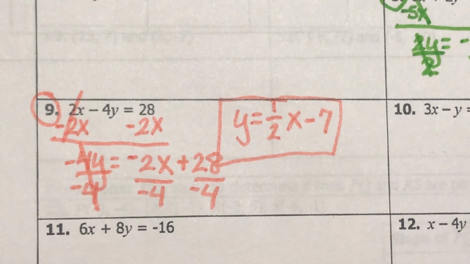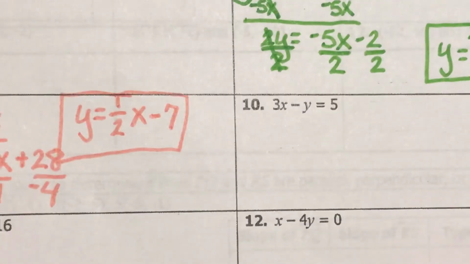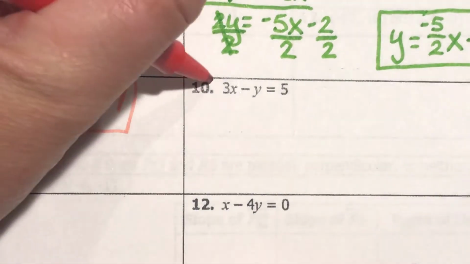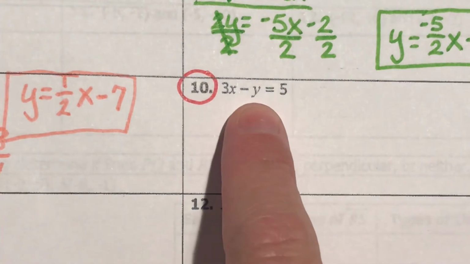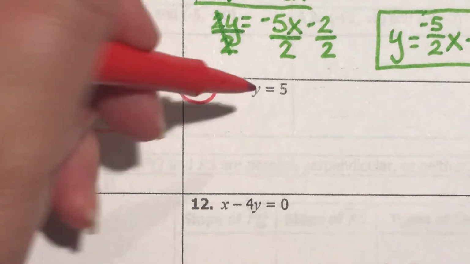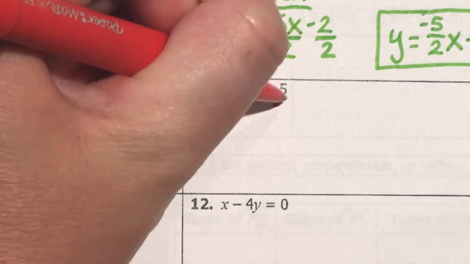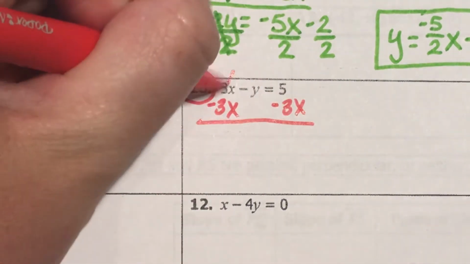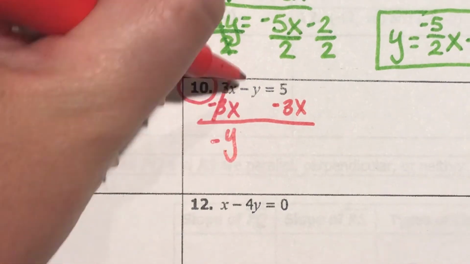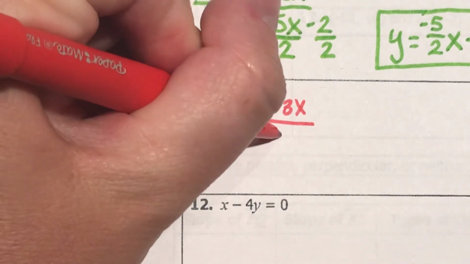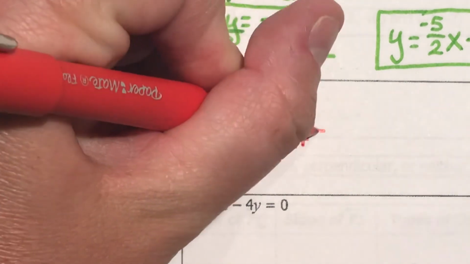Just for good luck, we'll do one more. I'll feel better if I leave you with way too much. So then number 10 here. Again, solve for y. Same process, bring the x's over. This is a positive 3x, so we're going to subtract 3x. Negative y, remember always look to the left, negative y equals, rewrite this, negative 3x plus 5.